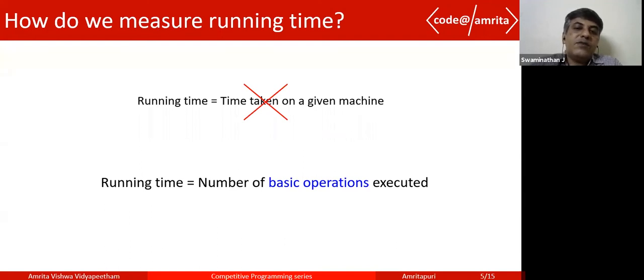Now, the advantage of this approach is that no matter which machine you run, no matter which programming language you write the program in, no matter how many times you run, the number of instructions or the number of basic operations for a given algorithm remains the same. Okay, so therefore, this is a more standard measure of the running time. So running time, as per our analysis, is not really the time taken, it is actually the number of instructions or basic operations that are contained in the program. Okay, so that's the thing.